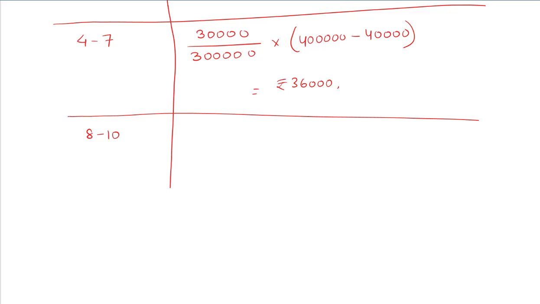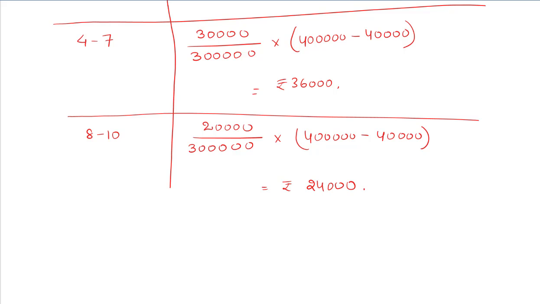Let's do it for years 8 to 10. In years 8 to 10, 20,000 units divided by 3 lakh multiplied by 4 lakh minus 40,000 equals 24,000. I believe it is clear.